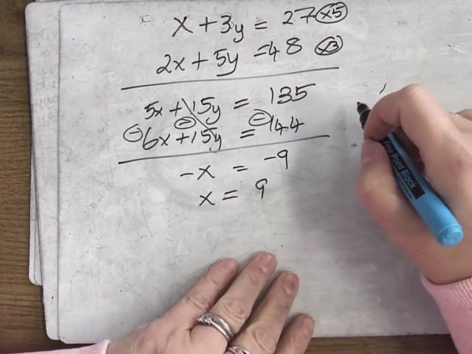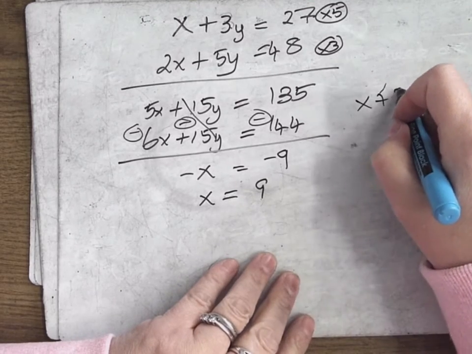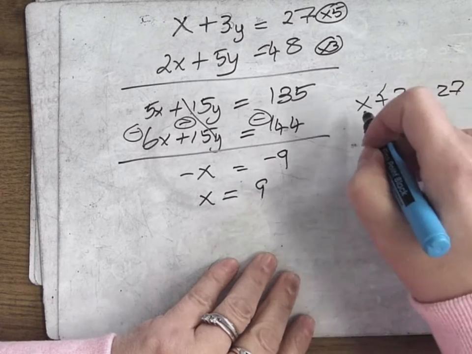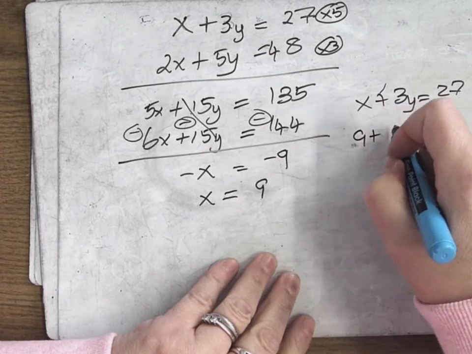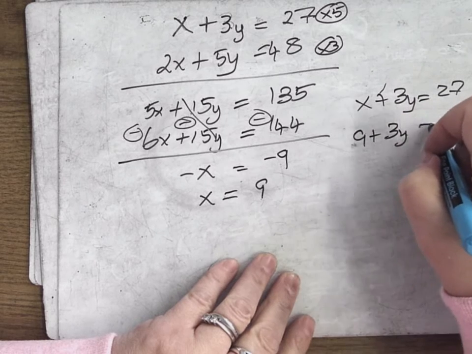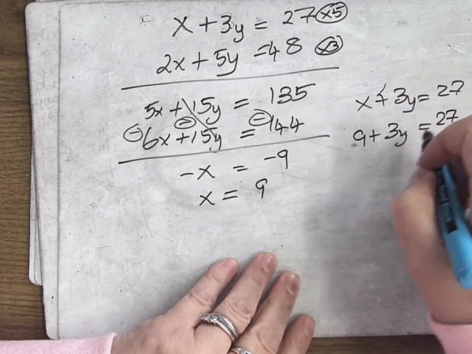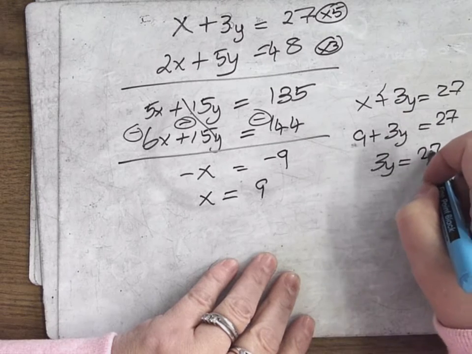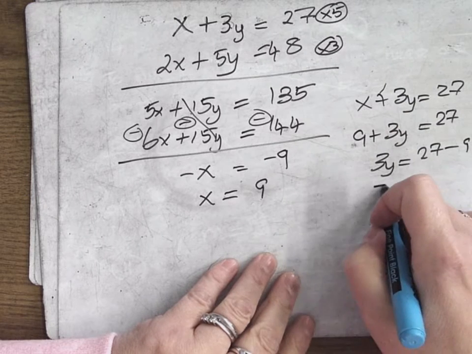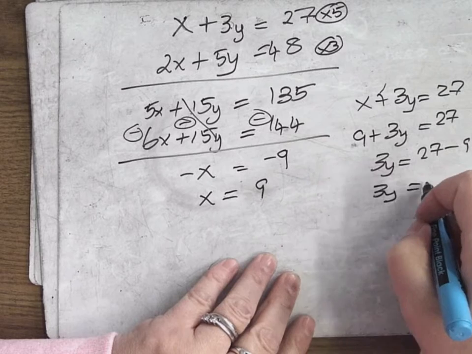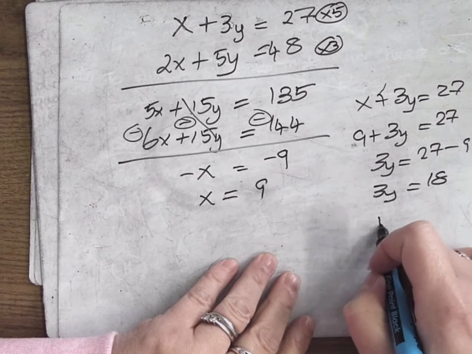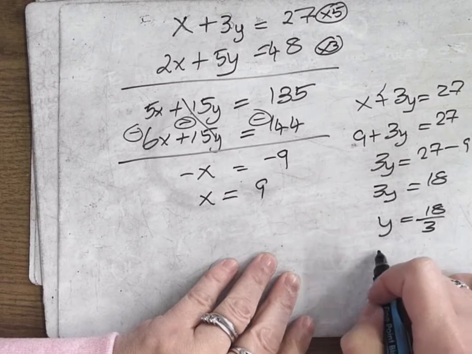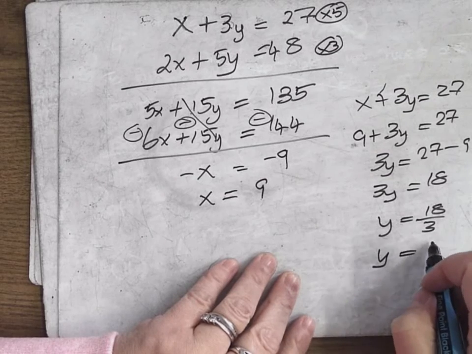Okay, then I have x plus 3y equals 27. So instead of that x, I'm putting in a 9. So it's 9 plus 3y equals 27. So that means 3y equals 27 take away 9. So that means 3y is equal to 18. And then divide by 3. So y is equal to 18 divided by 3. So that means y is equal to 6.